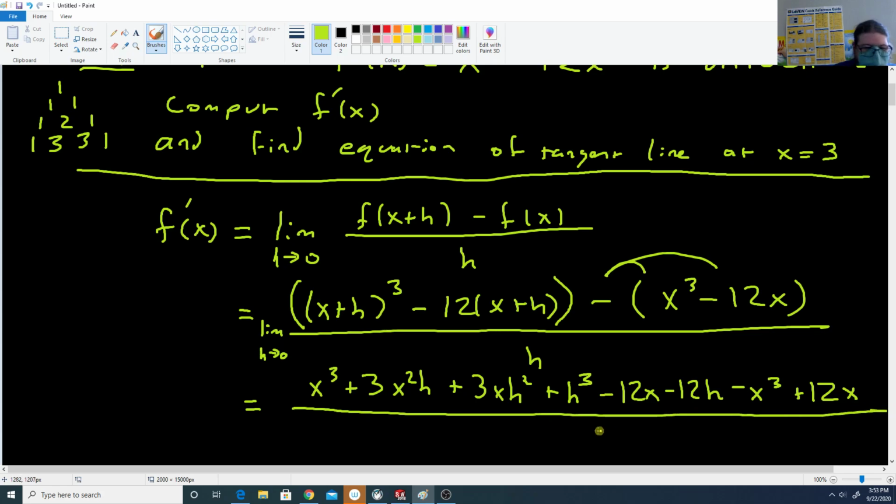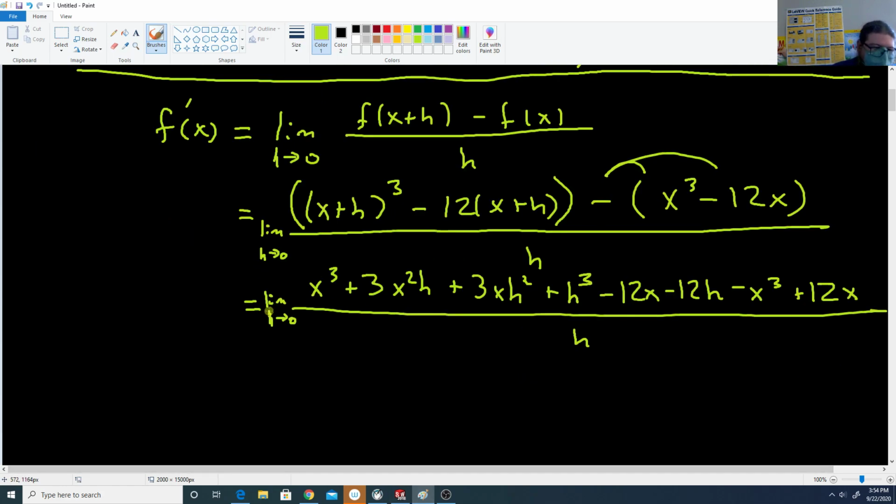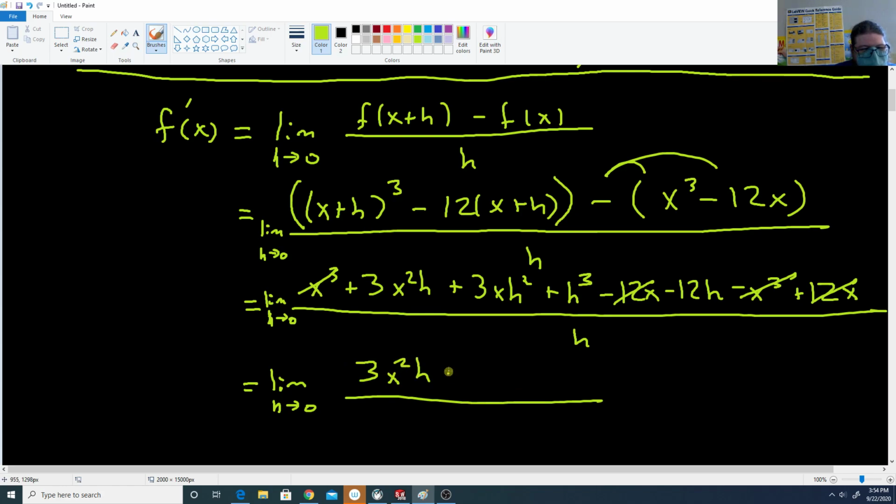All that over h, and again, I forgot to put the limit out front. So limit as h approaches 0. On the AP test, if I don't put that limit out front, then everything is wrong, basically. They don't care what you're doing at this point. It's supposed to be a limit, so it needs to have a limit out there. Minus 12x can cancel with minus 12x. X cubed can cancel with negative x cubed. And the remaining stuff doesn't really cancel. So we'll get limit as h approaches 0 of 3x squared h plus 3xh squared plus h cubed minus 12h, all that over h.